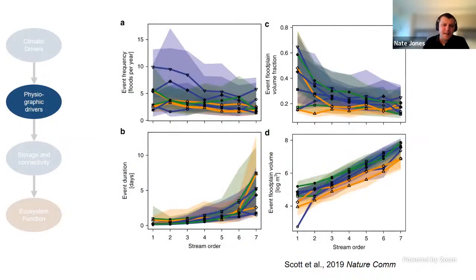And when using that same data set, we looked at the different drivers at the event scale. And the important point here is that the x-axis is stream order. So as we increase in stream order, you see fewer events, and then you also see longer duration events. And this is really the flood pulse concept from Wolfgang Junk that I think was put out in like 1989. This is really quantifying that and highlighting that these are general patterns that we are seeing across the USGS gauge network.